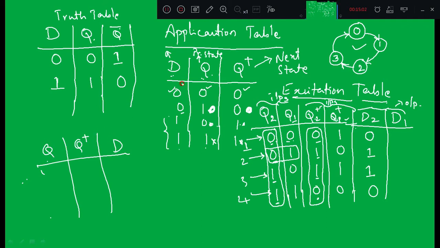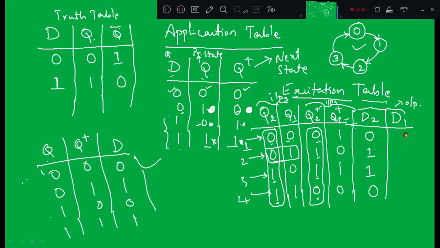So what is Q? Q is equal to 0 here, Q plus is equal to 0. What is the value of D? It is 1. Q is 0, Q plus is 1. What is the value of D? It is 1. 1 0, D value is 0, and the last one, 1 1, D value is 1. Now you refer to this table to fill the values of D2 and D1. D2 I already filled, you just fill D1.